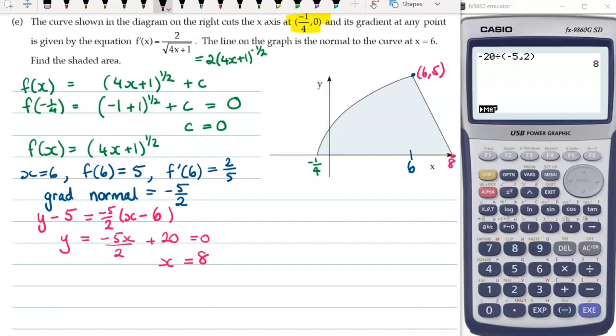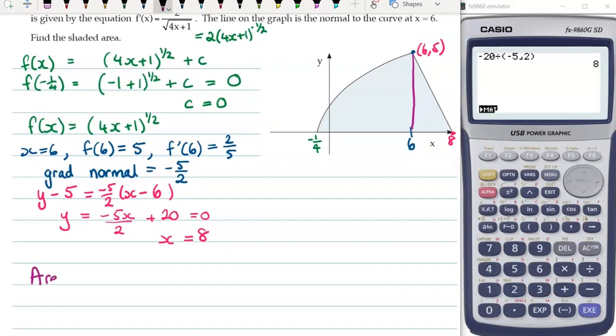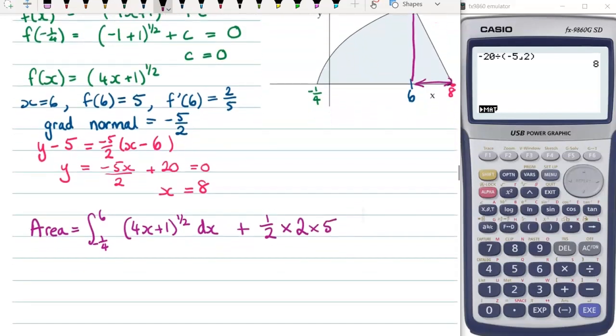Okay, now we've got all the pieces that we need. We can work on the area. I'm going to split it into these two pieces. So the area now is going to be going between minus a quarter and 6 for integrating the f of x function. And then we'll add on the area of the triangle, which will be half times the base, which is 2, because it's the gap here between 6 and 8, times the height, which is 5.